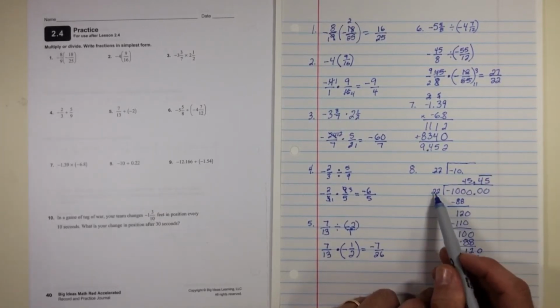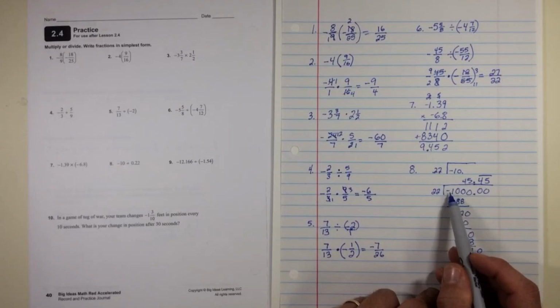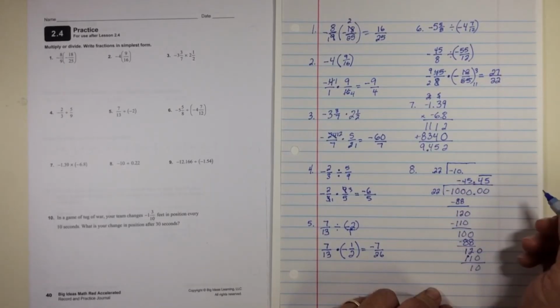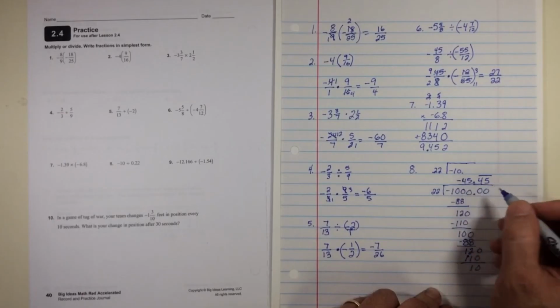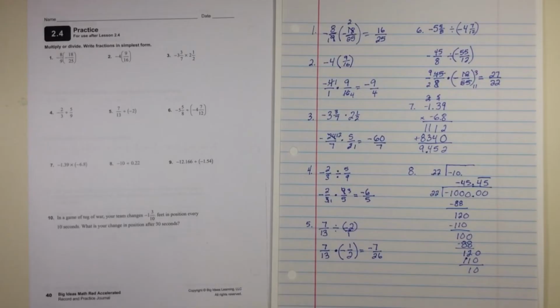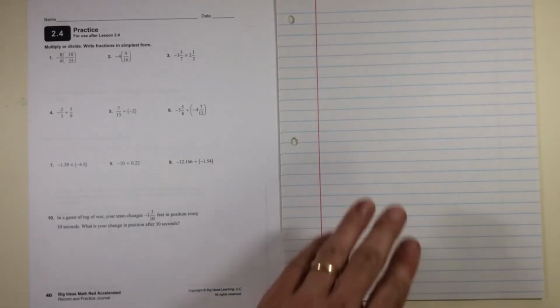Now I did have a negative divided by a positive, so one of each, so my answer will be negative 45.45 with the repeating over the 45. Number 9.